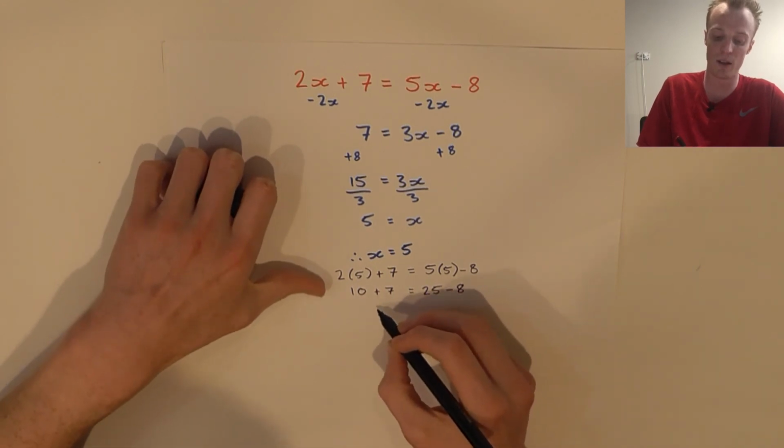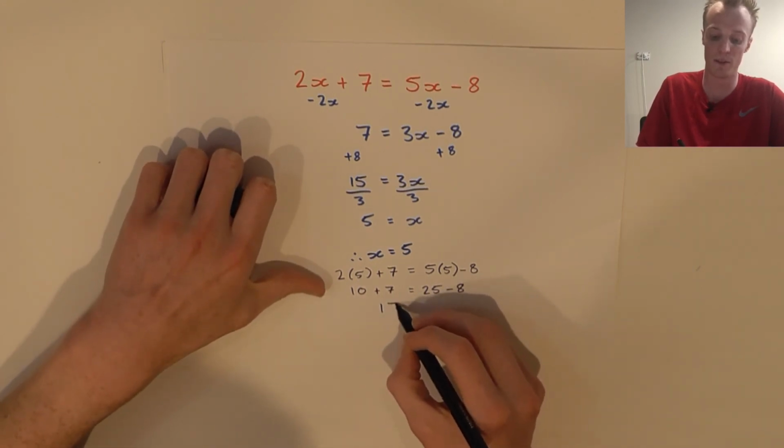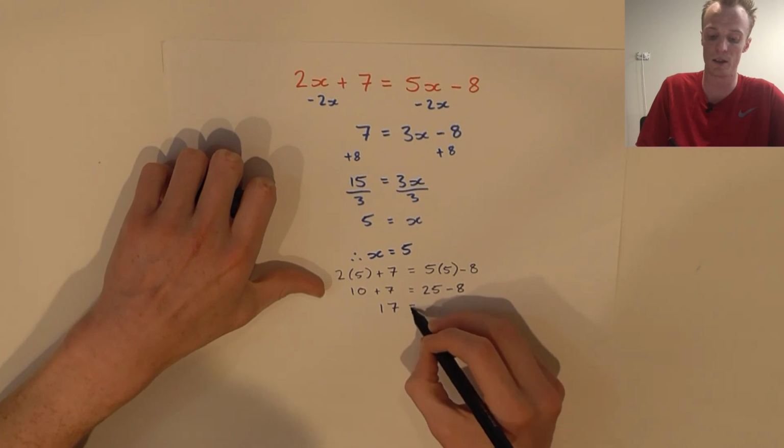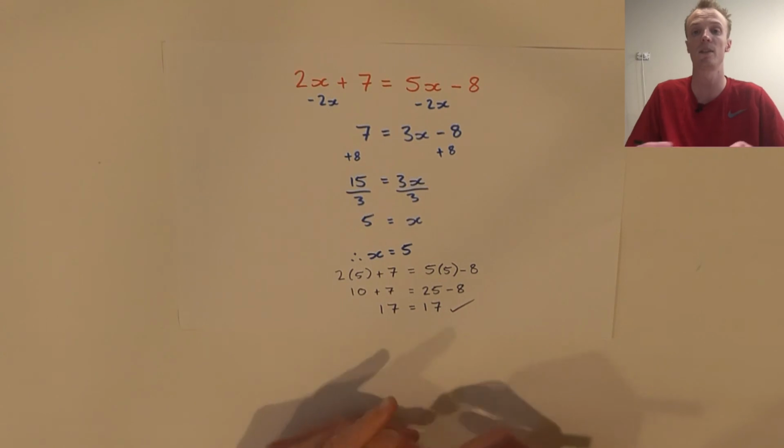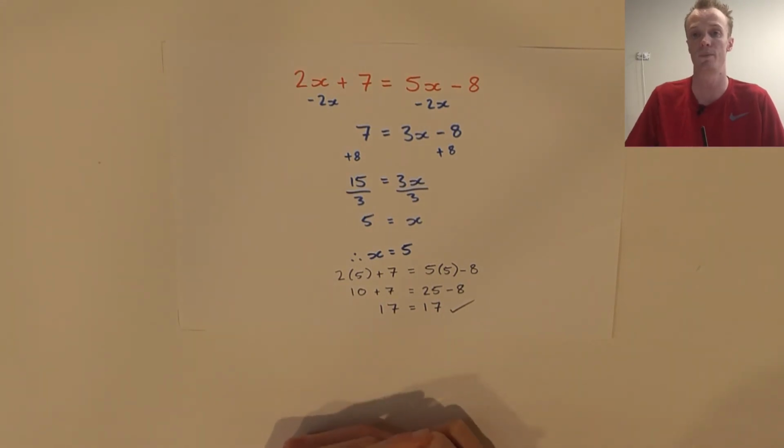On the left hand side, we find that 10 plus 7 is 17. On the right hand side, 25 subtract 8 is 17. 17 does equal 17, so we've found the correct solution.